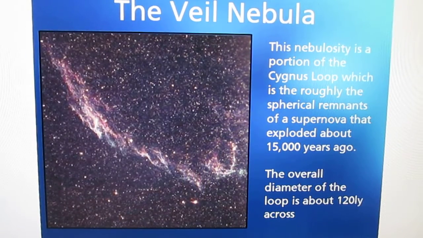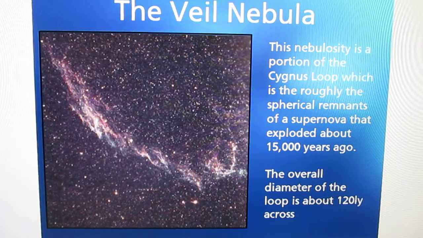Here is the Veil Nebula. What we see here is just a small portion of the bigger part of the Veil Nebula that's over here. But we can tell that this is a characteristic feature of a shock wave from a supernova explosion.